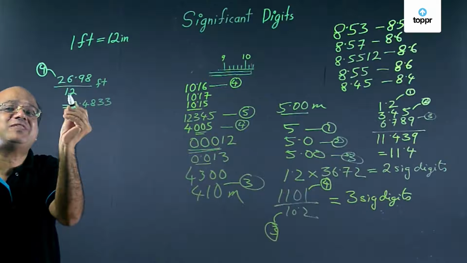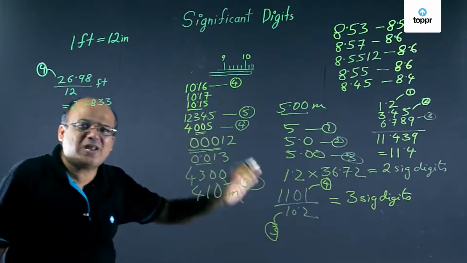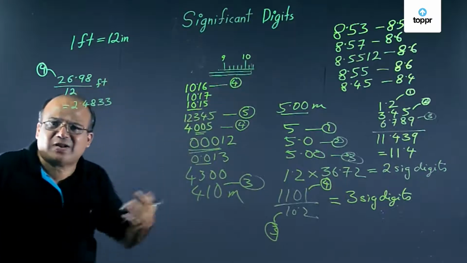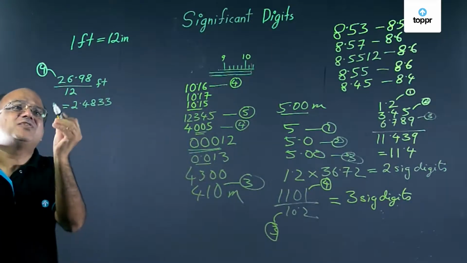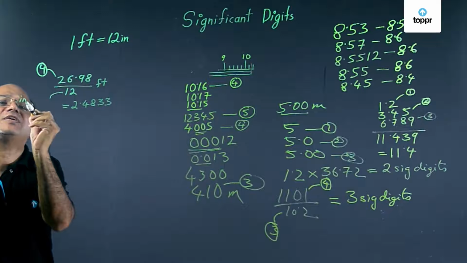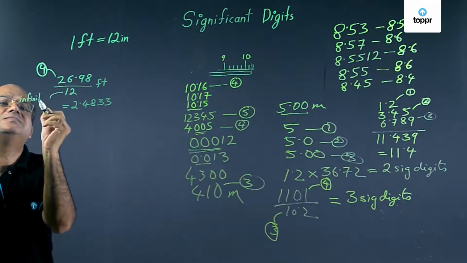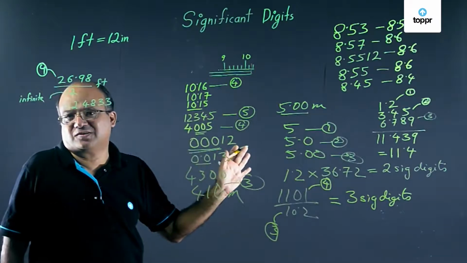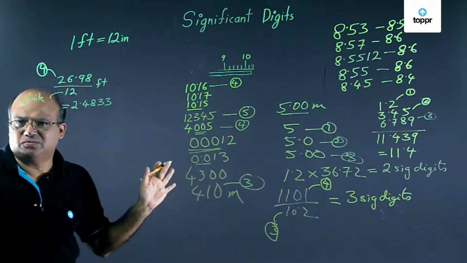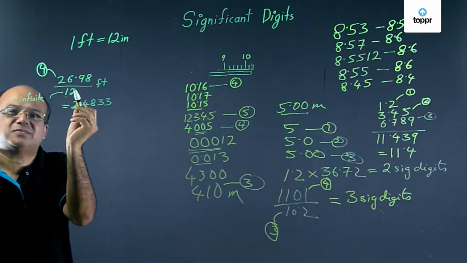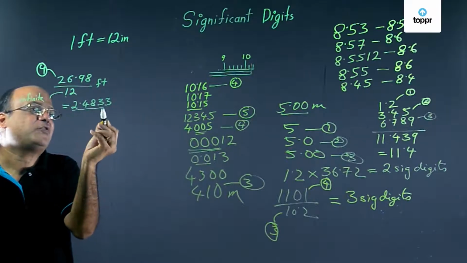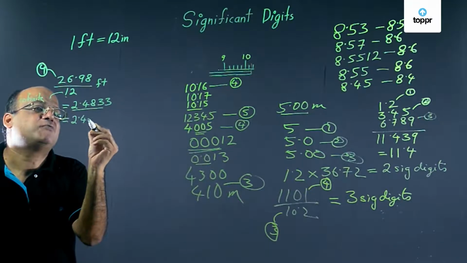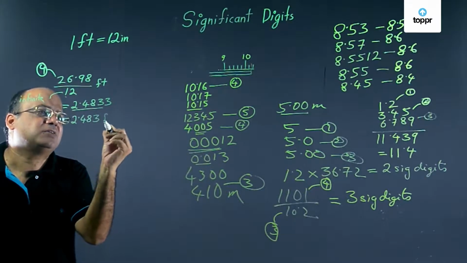Why? Because this 12 is exact. 1 feet is 12 inches exactly. So that can have as many significant digits as our calculation requires. So this has got infinite number of significant digits. So our result should have only 4 significant digits, not 2, because this 12 doesn't matter. So now we'll round it up to 4 significant digits and we'll report the result as 2.483 feet.